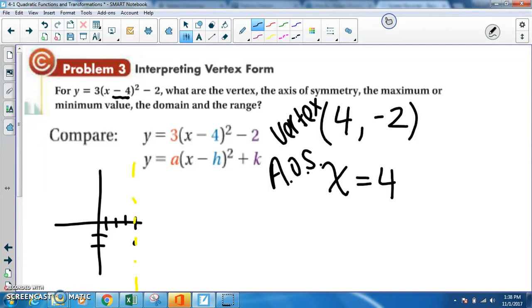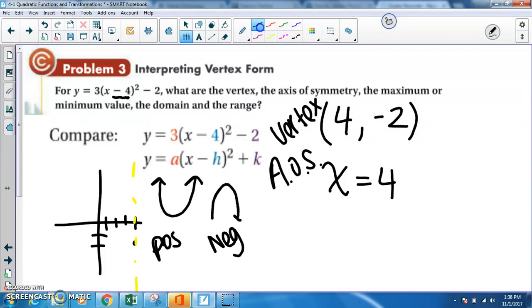Maximum or minimum value is going to be told to me by whether or not a is negative. So if a is positive, that means I open upward. If a is negative, I would open downward. Since a here is 3, that means I open upward, making my vertex a minimum.